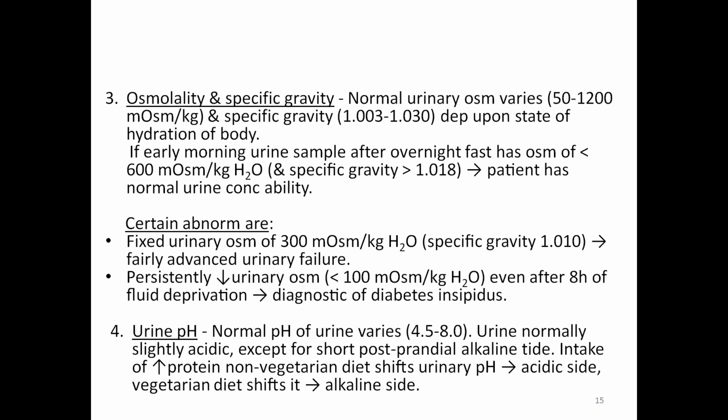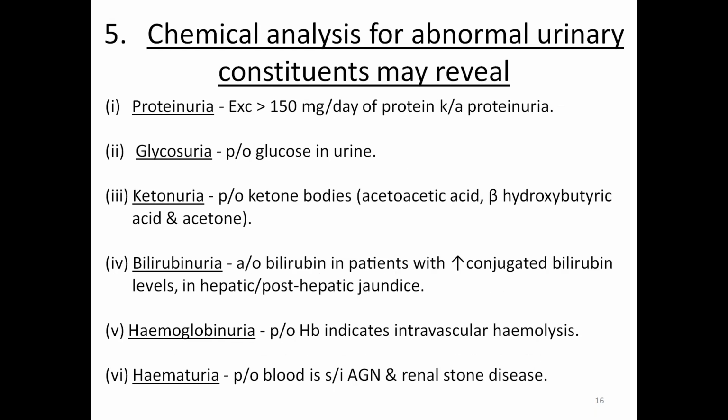Then we check for urine pH. Normal urine pH varies from 4.5 to 8. Urine normally is slightly acidic except for short postprandial alkaline tide. So intake of increased protein or non-vegetarian diet shifts the urinary pH to the acidic side, whereas a vegetarian diet will shift it towards alkaline side.